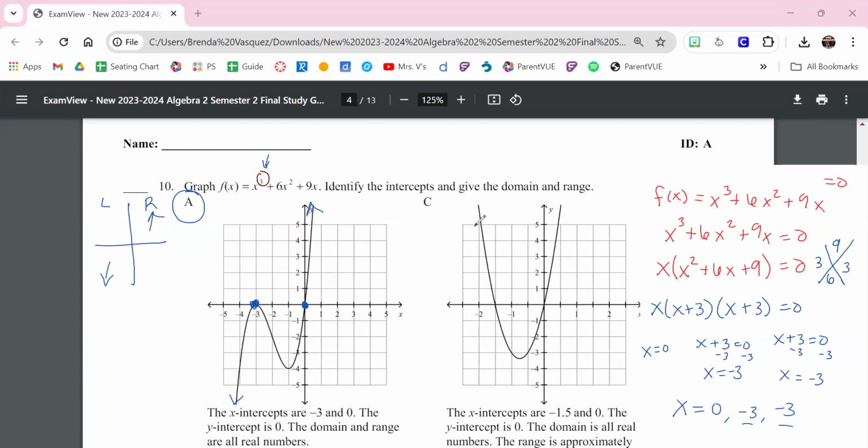Let's analyze C. In C, my zeros are at 3, -3 and 0. However, we have a multiplicity at -3. Is it bouncing back? Does it have a bounce back? No, so C is not an option. It has to bounce back. Let me see the next one since I can't see them on my screen.